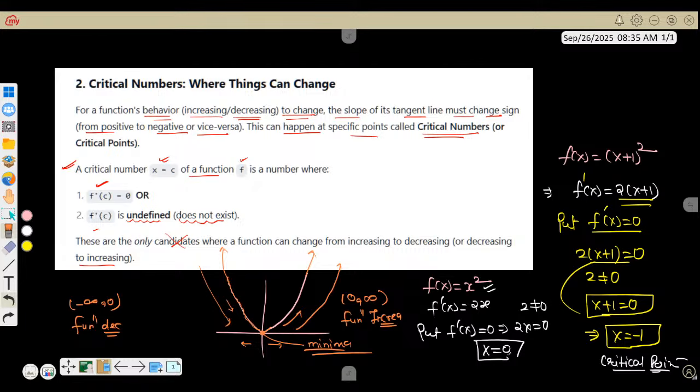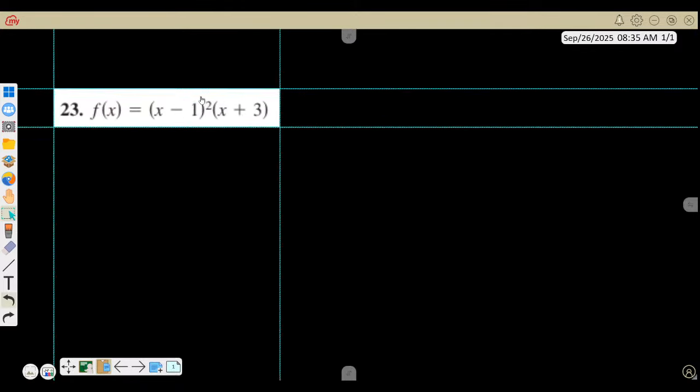Now let me discuss one example. We have to start from 23, right? Yeah. What is the 23rd question? f(x) is equal to (x minus 1) whole squared into (x plus 3), right? Yeah. Okay. Let's see. This is our function.